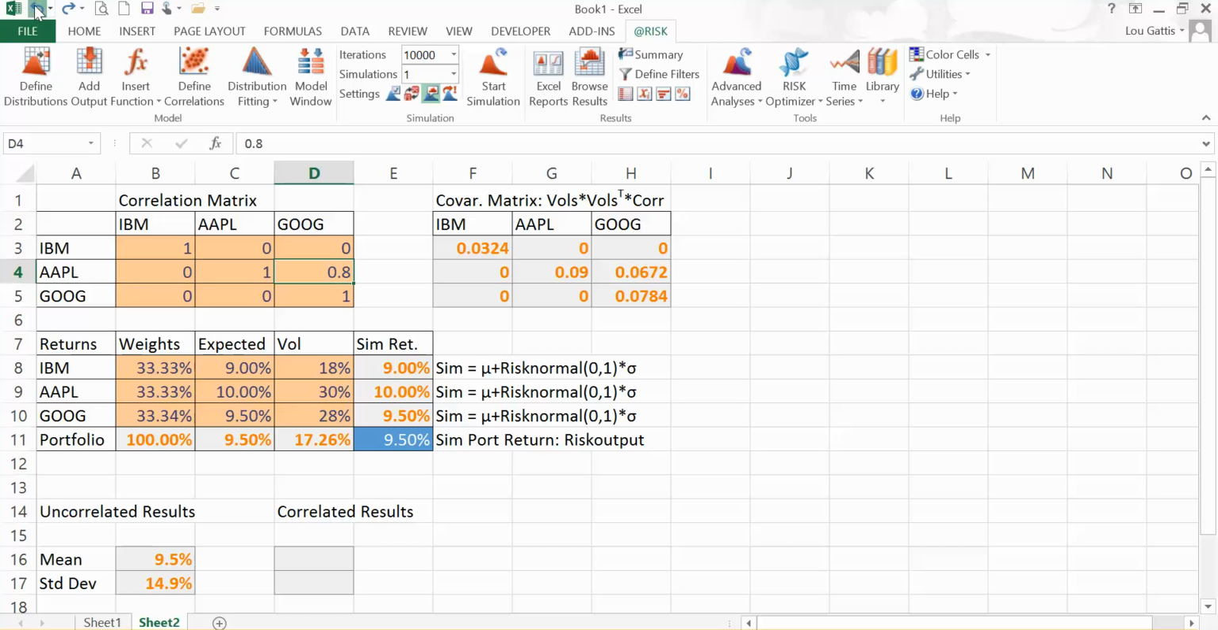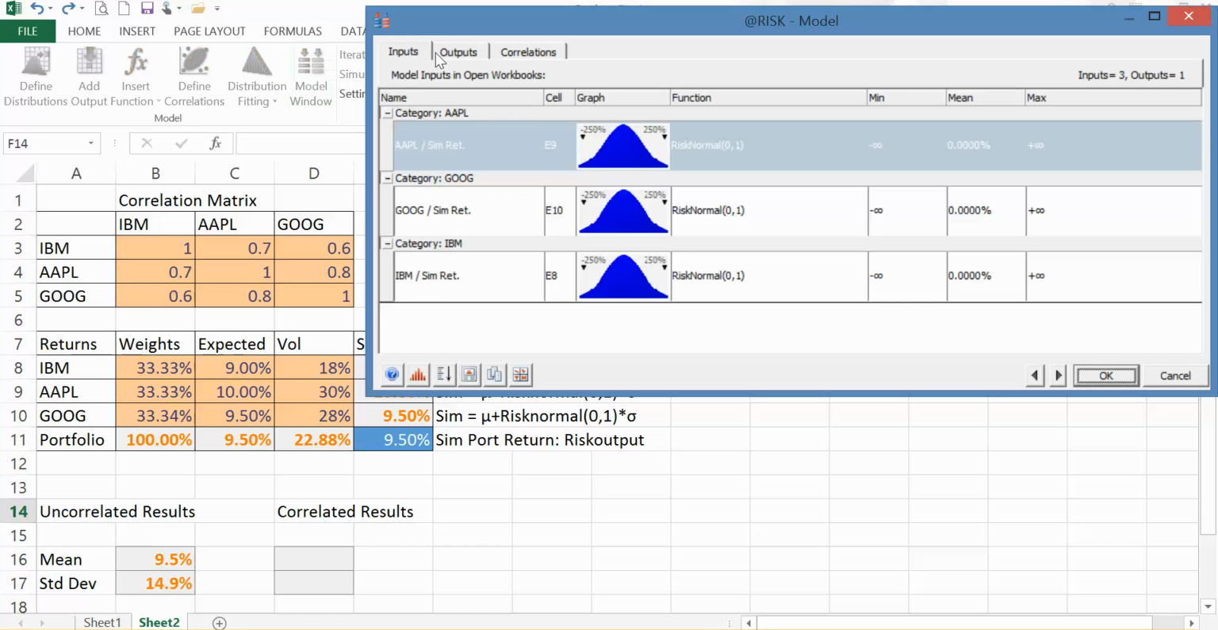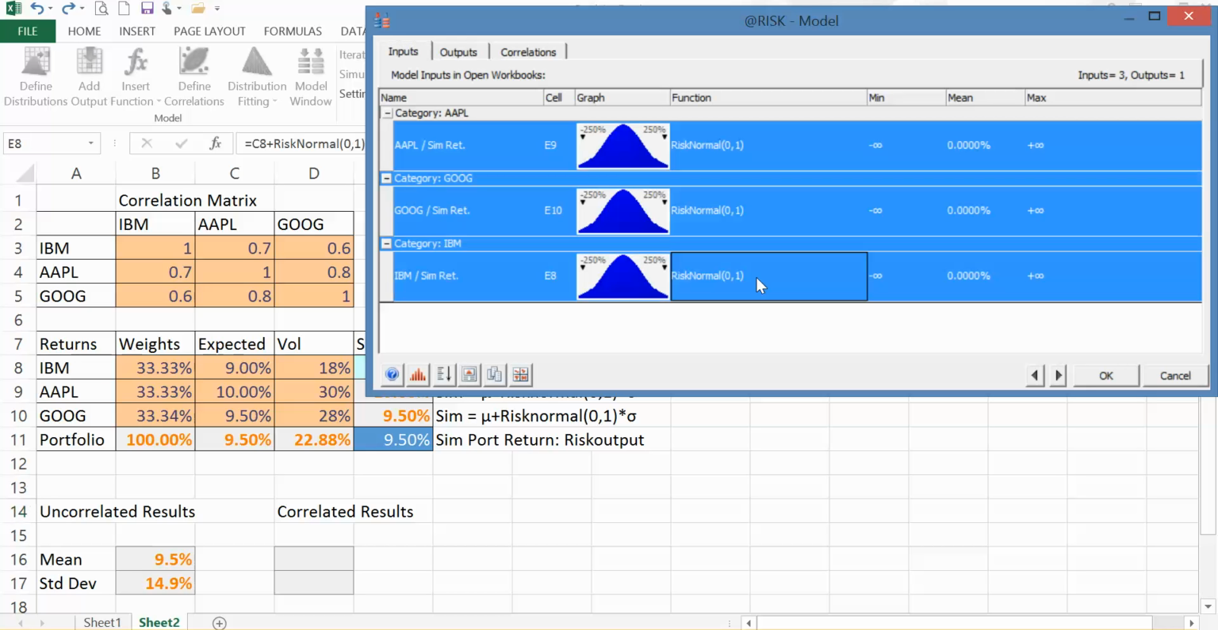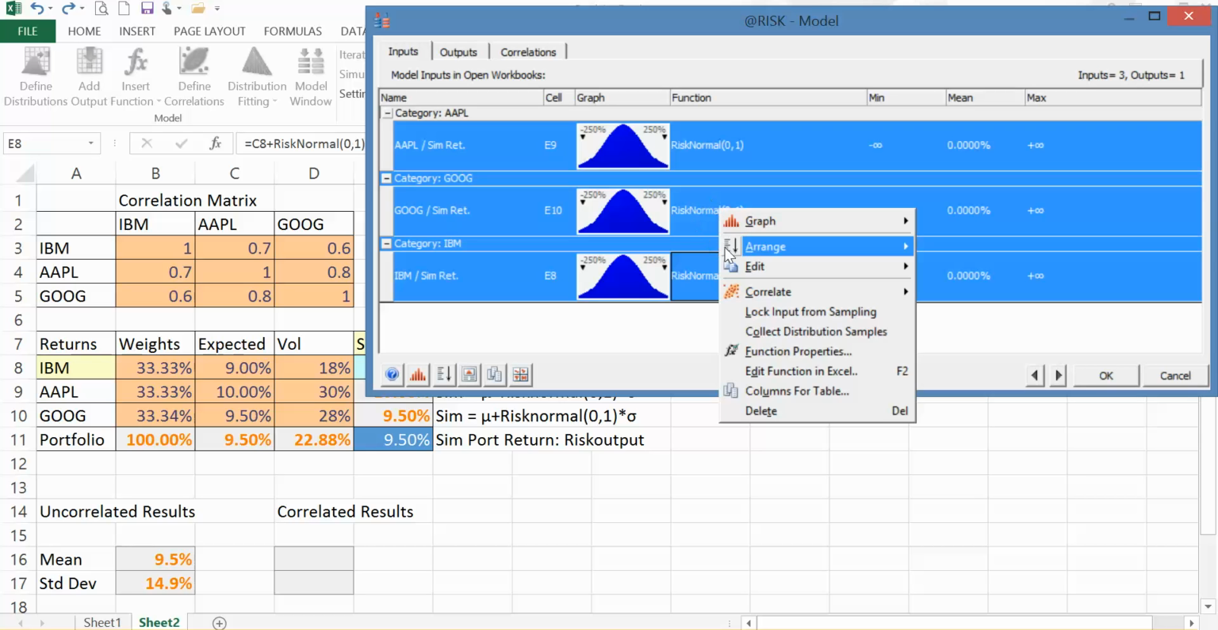To generate correlated random numbers in @Risk, we have to put this correlation in @Risk. Now if you go with the steps in the PowerPoint, that's what I'm going to do right now. I'm going to go to my @Risk window, click on model window. I now have one output, three inputs. I'm going to select my three inputs by holding the shift and clicking all three. I'm going to then do a right click, correlate, create new matrix.